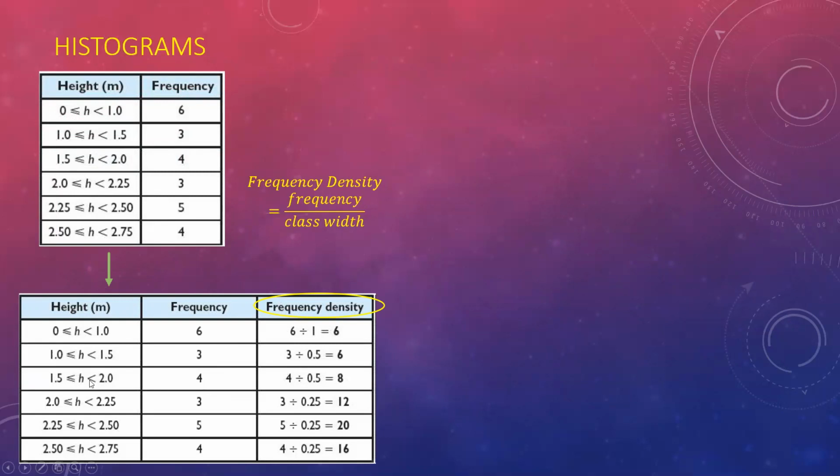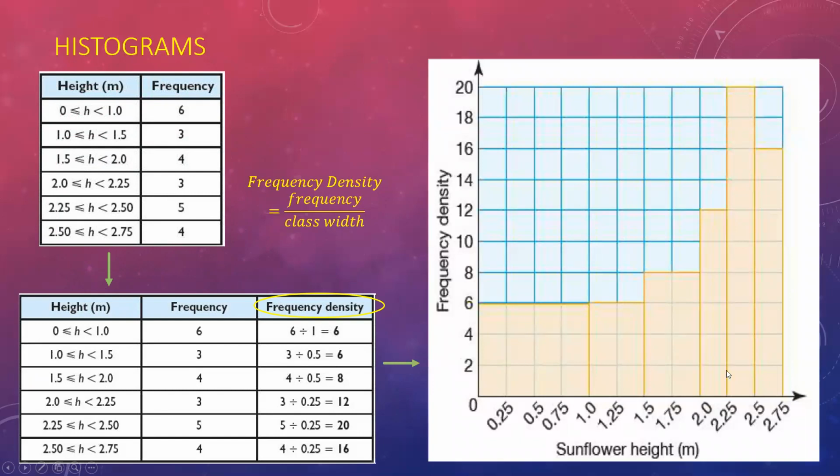4 divided by 0.5 also, I get 8. And 3 divided by 0.25 and so on. So I'll get a new thing called frequency density. Then I need to use this frequency density to plot another histogram. Right? So this is basically the picture right now.